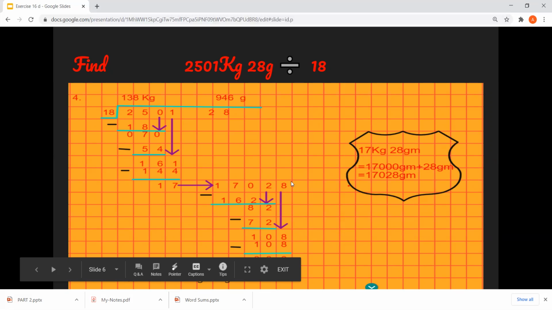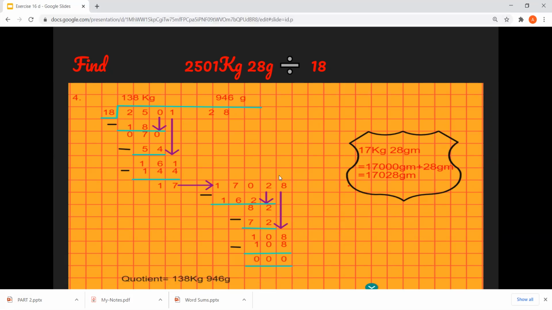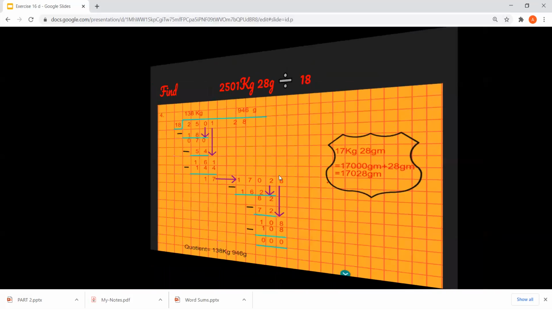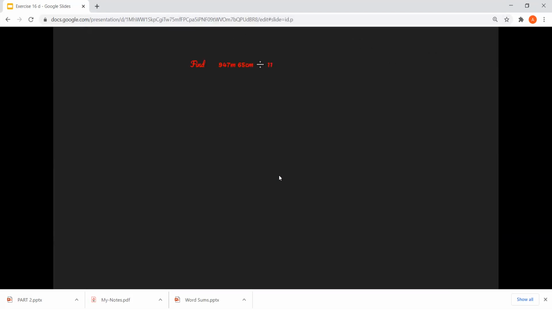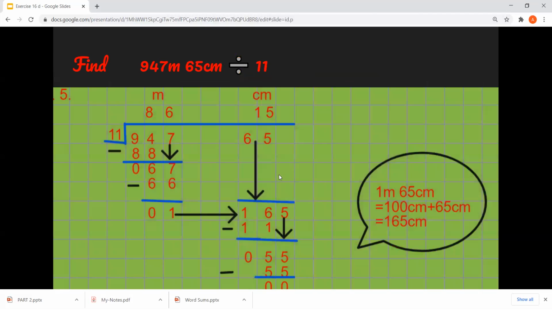Now when we divide it, we got the quotient 138 kilograms and 946 grams. In this way, we can convert kilograms into grams and divide it. The next one is, find 947 meters 65 centimeters divided by 11. Here is the sum.